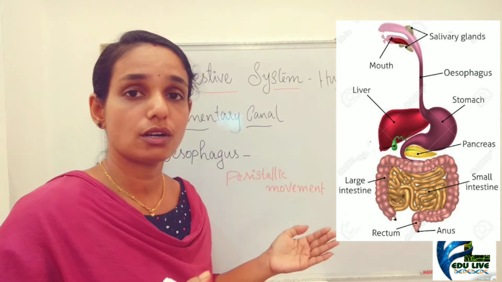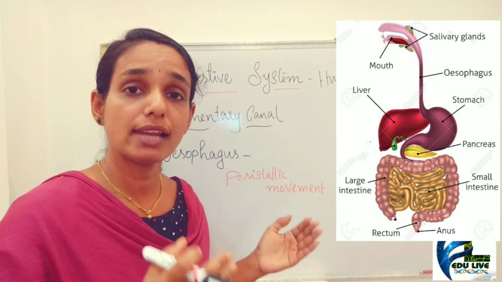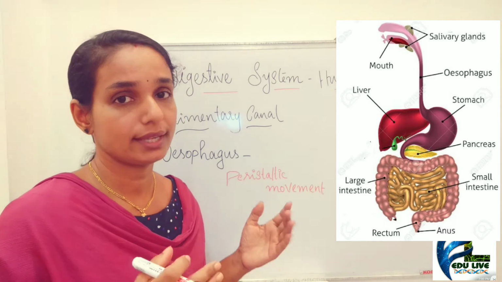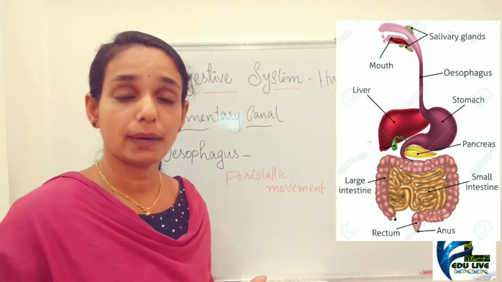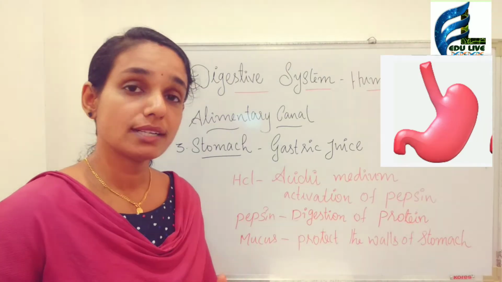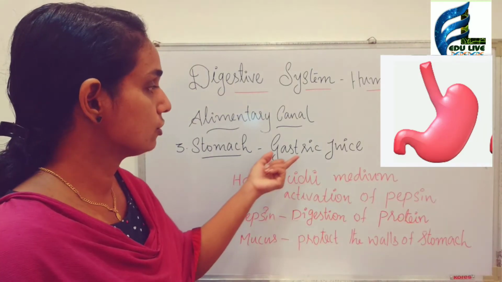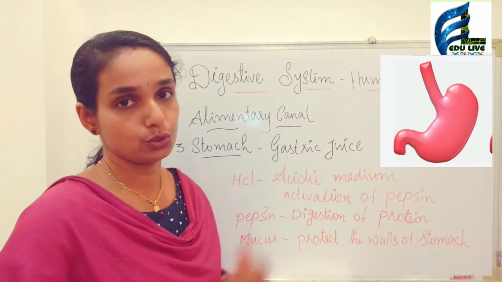Then what is peristaltic movement? Remember, it is the wave-like movement of food through the esophagus. And the third part is the stomach. The stomach secretes a juice. This juice is called gastric juice.